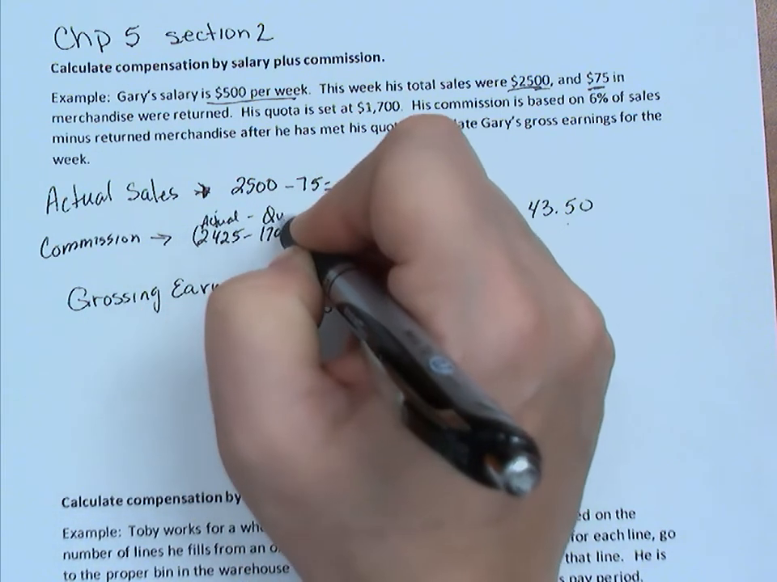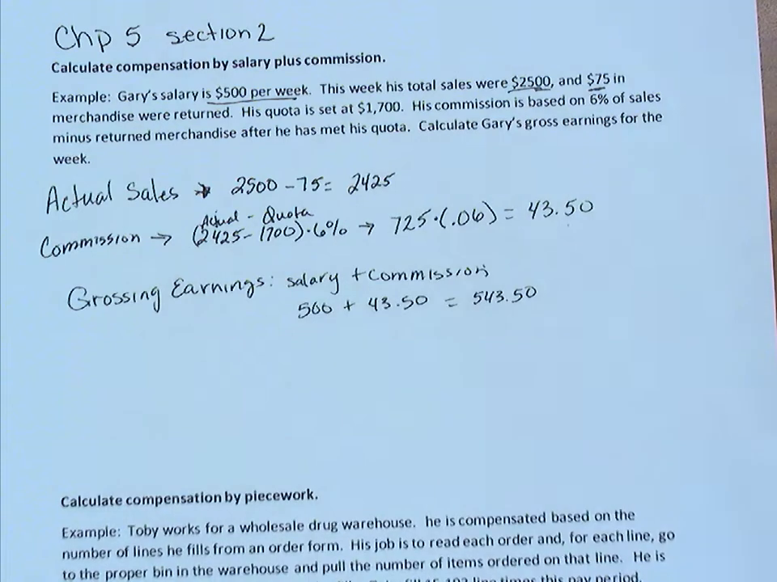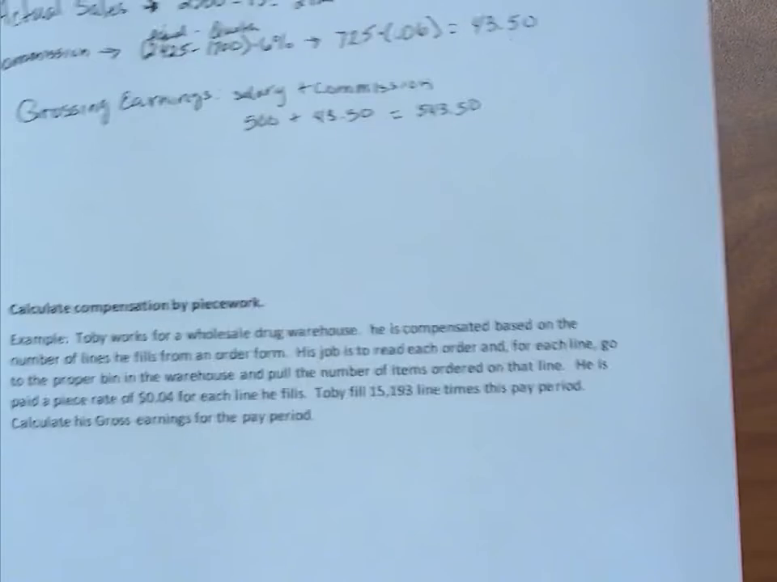Okay, and here the commission is the actual minus the quota, just so we have that on our notes. So it's the actual minus the quota. Okay, so that's how you would do it if they get paid commission and they also receive a salary, which is common. The next problem is, what if they get paid by the piece?